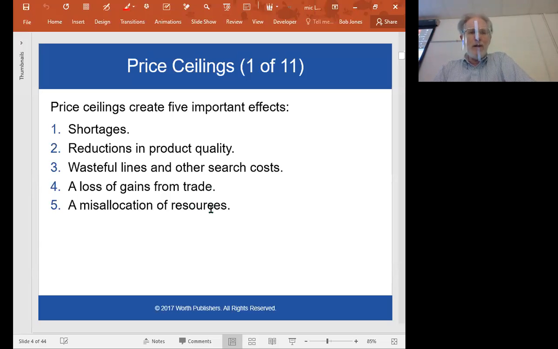And it gives us a misallocation of resources. We would like resources to go to the people who value them the most. And when you let the price mechanism work, that's what happens.